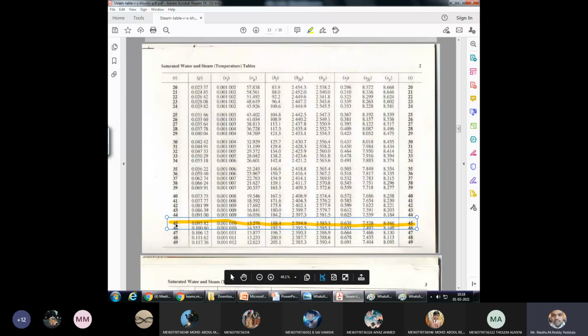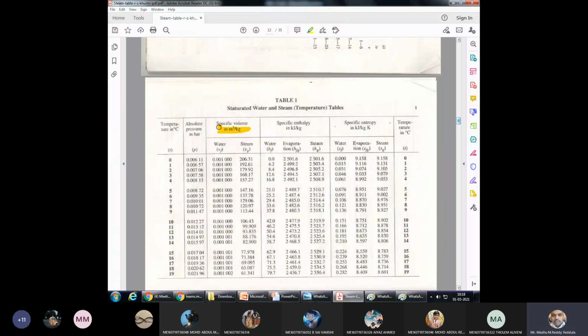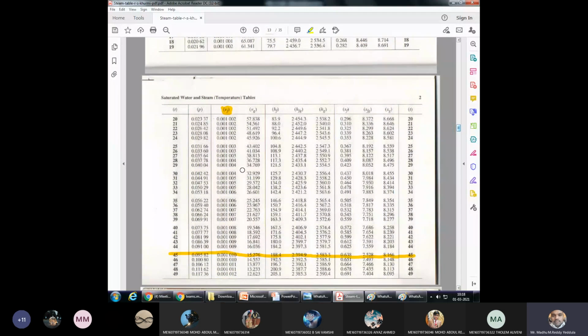What is specific volume? At 45 degrees centigrade, is it fluid or gas? Fluid. Therefore, you should consider VF. Agree? So at 45 degrees centigrade, specific volume is equal to 0.001010 meter cube per kg. Okay, you can find the units in the first row. You can see specific volume is in meter cube per kg and pressure is in bar. Okay, so at 45 we are seeing all those things.